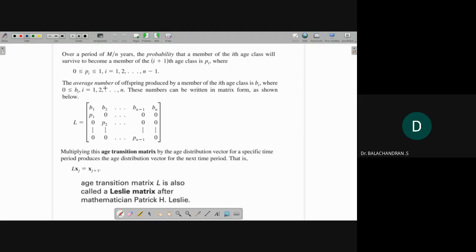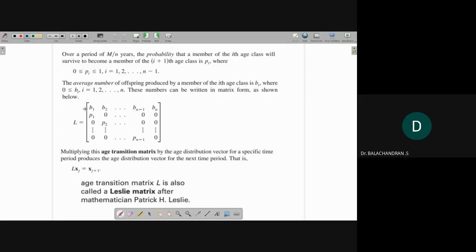So next, the average number of offspring produced by a member of the ith age class is Bi, where Bi is greater than or equal to 0. i ranges from 1 to n. So these numbers can be written in matrix form as shown below.